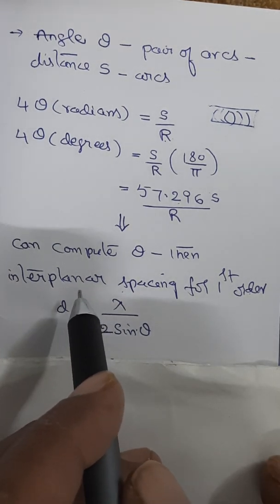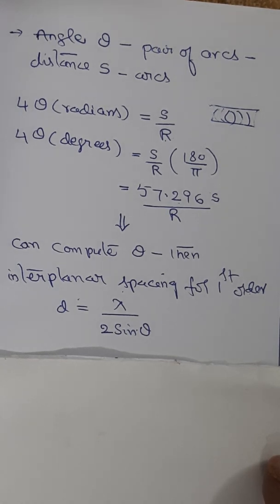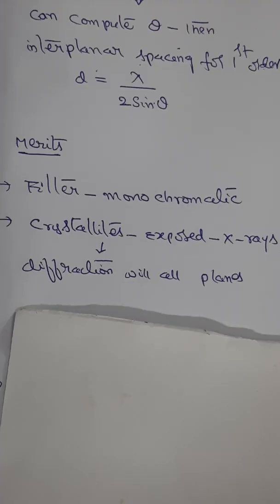The advantage of this method is, as already seen, we are using a filter, therefore monochromatic X-ray is coming, and because you are taking a powdered form of crystals, all are randomly oriented, therefore all crystallites are exposed to X-rays and diffraction takes place with all available planes. So with all the parameters known, the crystal structure can be studied completely. That is the advantage of this method.